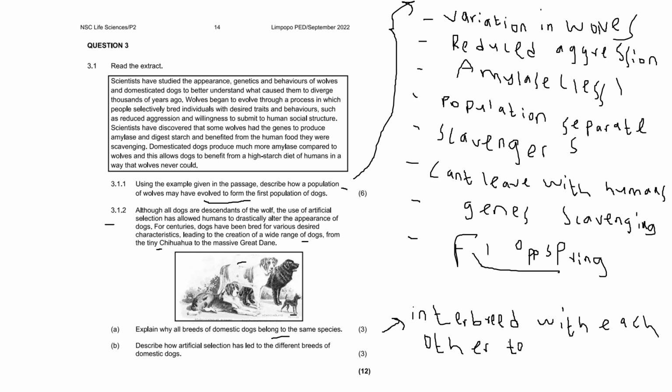So if dogs belong to the same species, they must be able to interbreed with each other and produce fertile offspring. And all dogs are able to interbreed with each other and also produce fertile offspring. So if dogs can do that, we can conclude that they belong to the same species, because that's how we define species. They must be able to interbreed together to form fertile offspring.